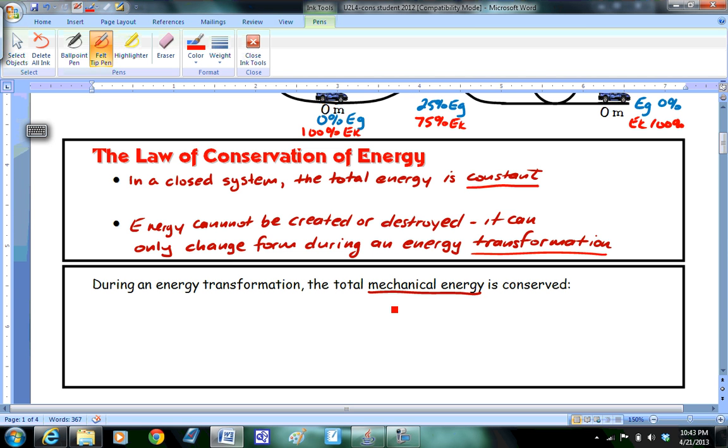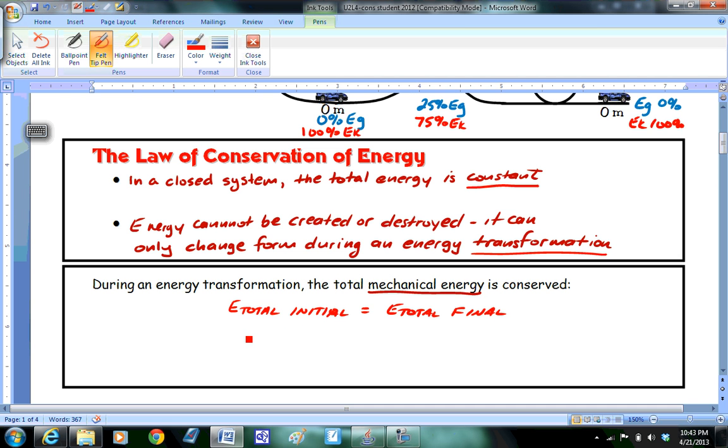So again, we have a total amount of energy conserved. So I can write down E total initial is going to equal the E total final. So the energy I have at the beginning is going to be the same as the energy at the end. What happens, though, is the proportion could change.